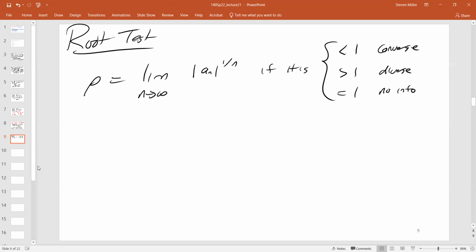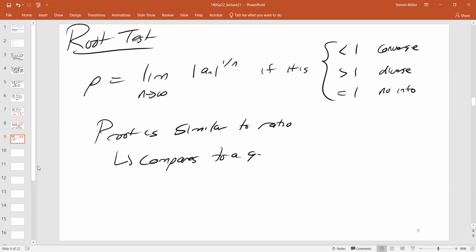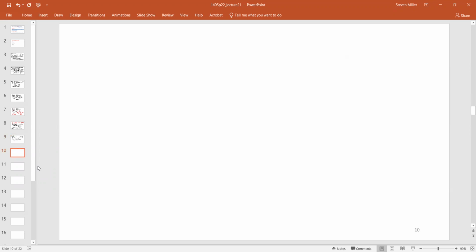So I'm not going to go through the proof. The proof is similar to the ratio test, and it involves comparing to a geometric series. All right. So let's try to do an example. Give me an example of a situation where the ratio test failed. 1 over n. Let's see if the root test can win.